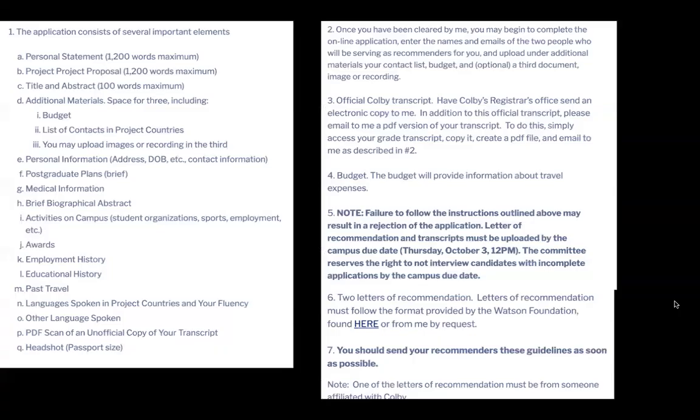For instance, on that page, you will find the content of the application. I'll go into detail a little bit later, but let's look over everything that goes in it. There's a personal statement, which is 1,200 words long, a project proposal. Allison, I think we need to edit that.